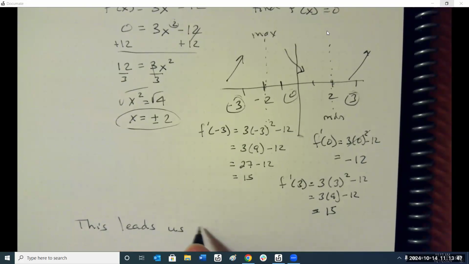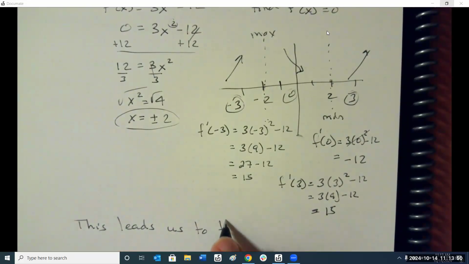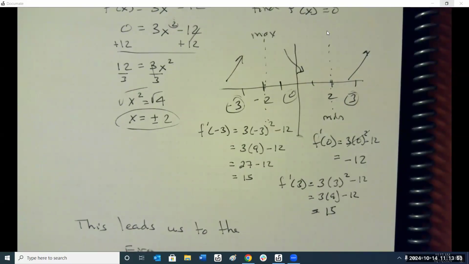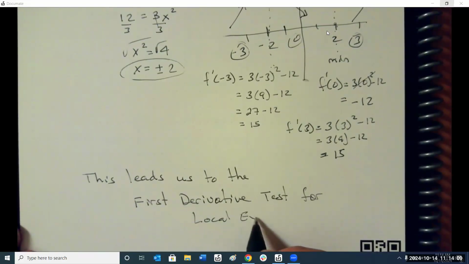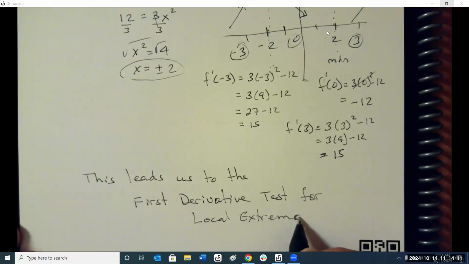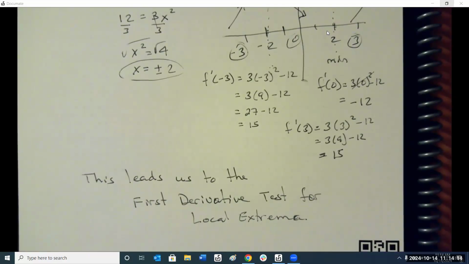Leads us to the first derivative test for local extrema. It's going to tell us where the vertices are. And then we're going to learn something else about the shape of these curves.